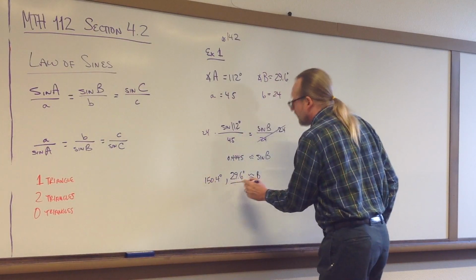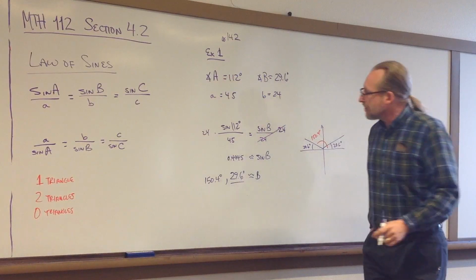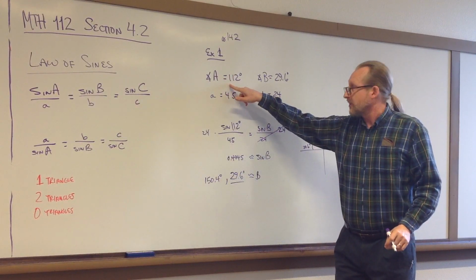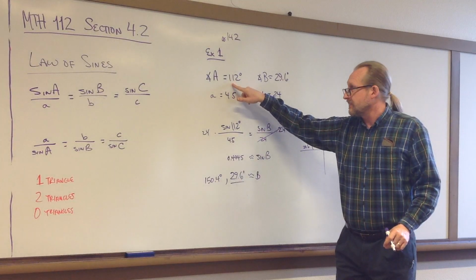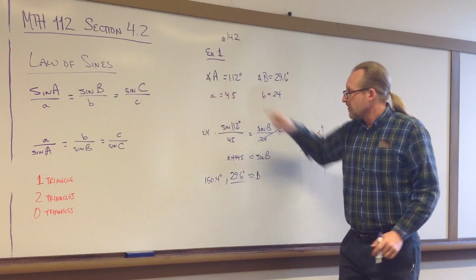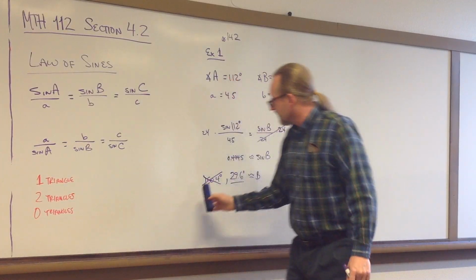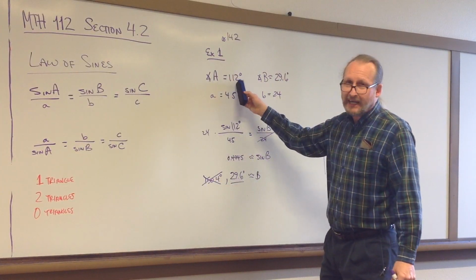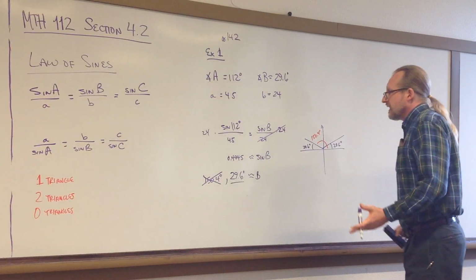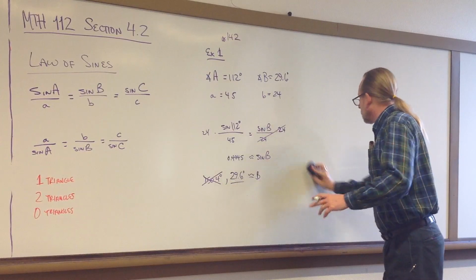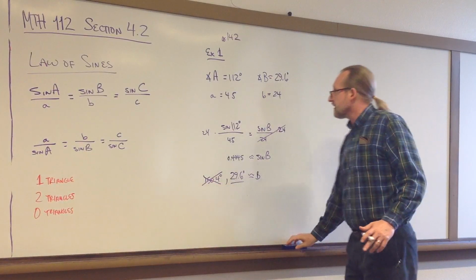Now, this one we can see makes sense with the problem. Could you fit a 150 degree angle into a triangle that already has a 112 degree angle in it? No, you can't. So, we reject this possibility because we've already got an angle more than 90 degrees in the triangle. These two angles will not fit into the same triangle. Okay, so that's why we reject this answer.